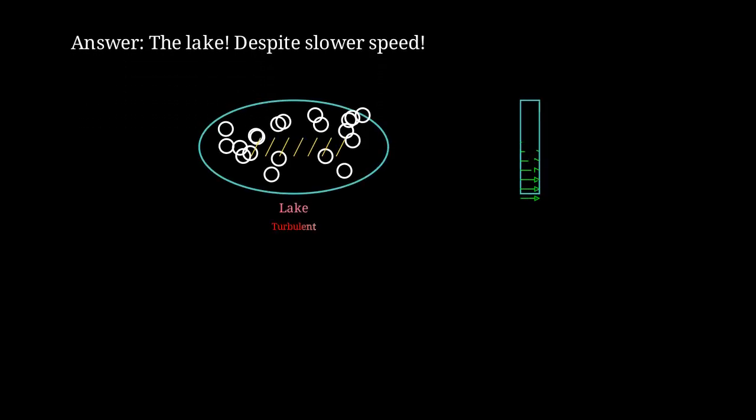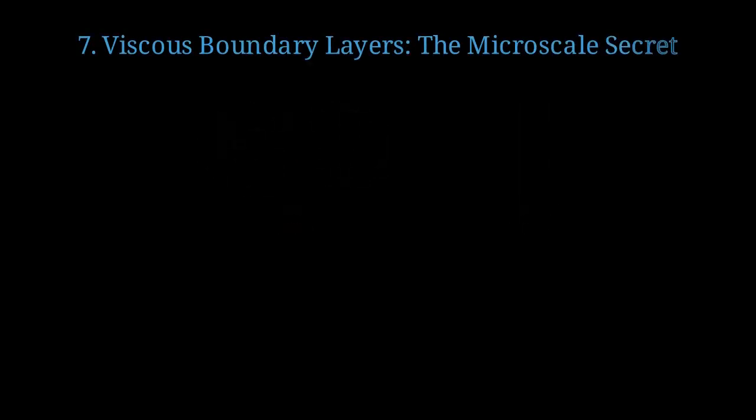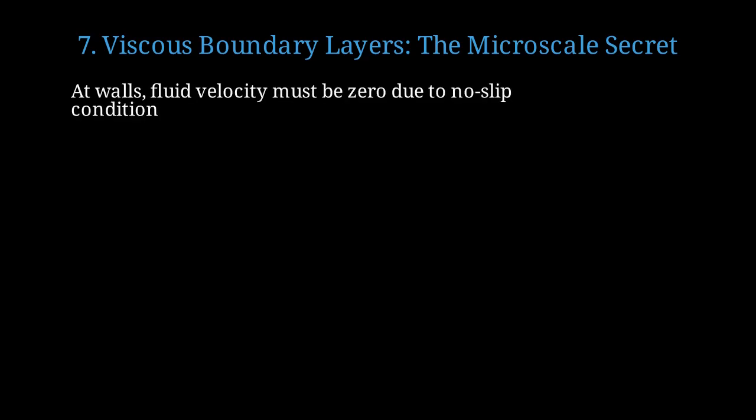The wide lake shows chaotic turbulent motion despite slow speeds, while the narrow capillary shows perfectly ordered laminar flow despite high speeds. The secret to understanding microscale flow lies in viscous boundary layers. At the walls of any channel, the fluid velocity must be exactly zero due to the no-slip boundary condition. The boundary layer thickness delta is proportional to the square root of viscosity times length, divided by density times velocity.